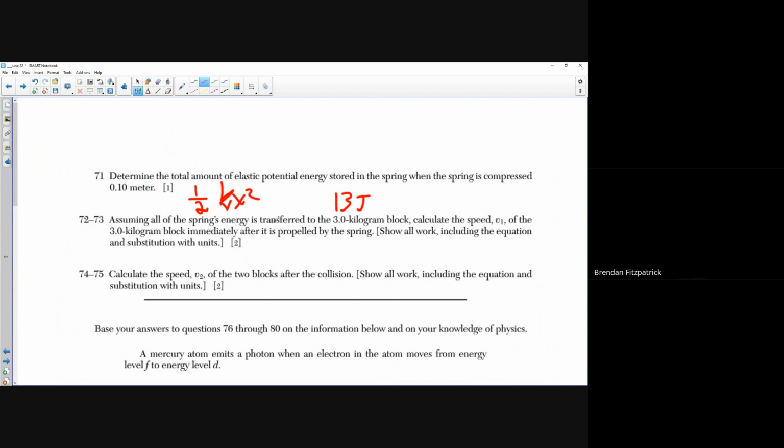Assuming all of the spring's energy is transferred to the 3 kilogram block, calculate the speed. So the kinetic energy. If there was 13 joules stored in the spring, the kinetic energy is 1/2 mv squared. So 13 joules of kinetic energy is equal to 1/2 mass of 3 kilograms v squared. So when I'm solving for v, 13 times 2 divided by 3, and take the square root of that answer to get 2.9.